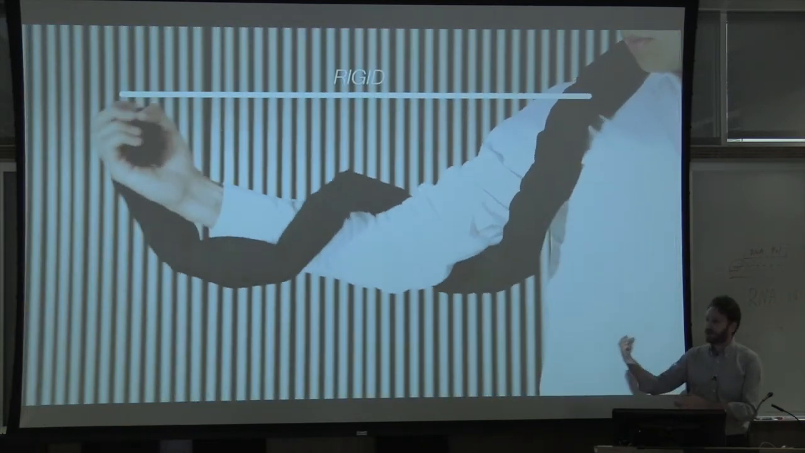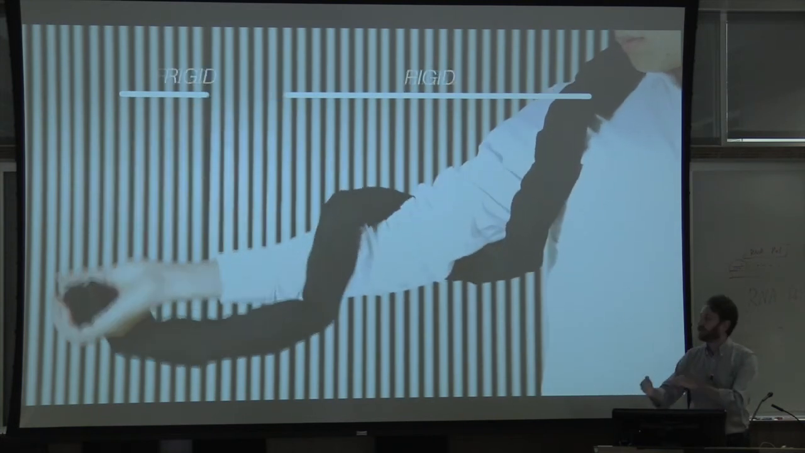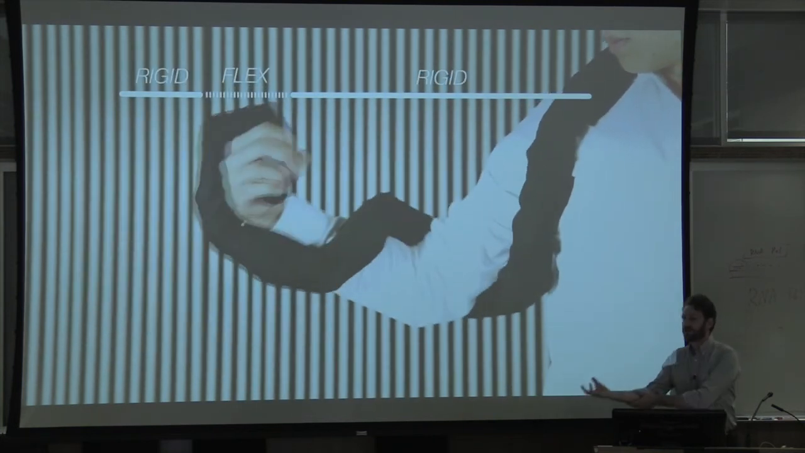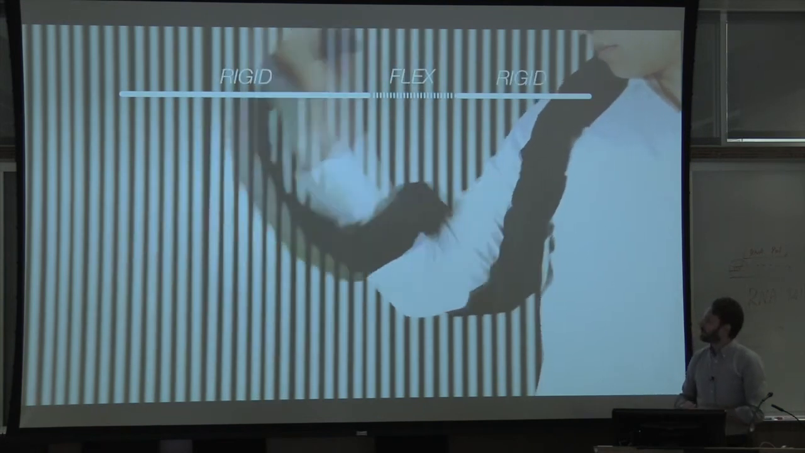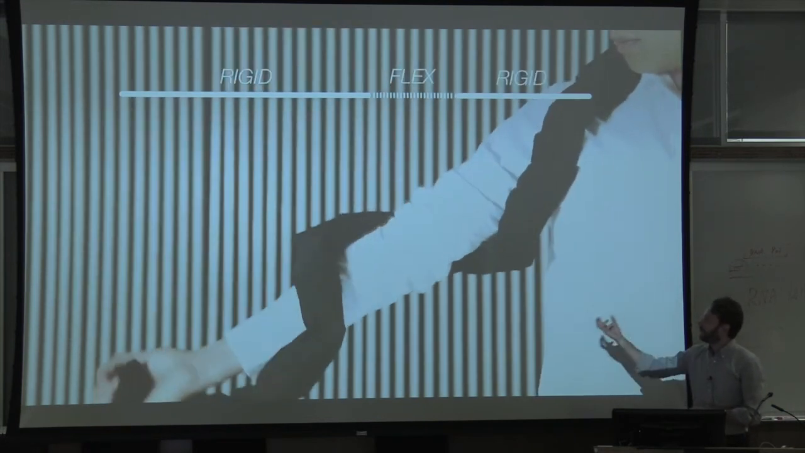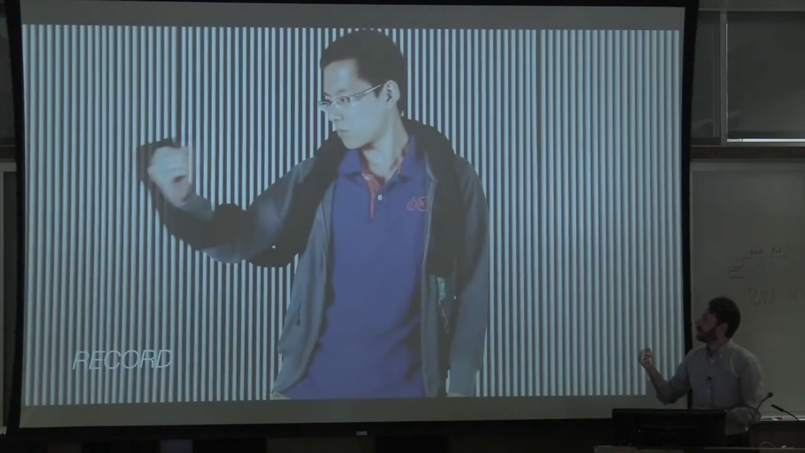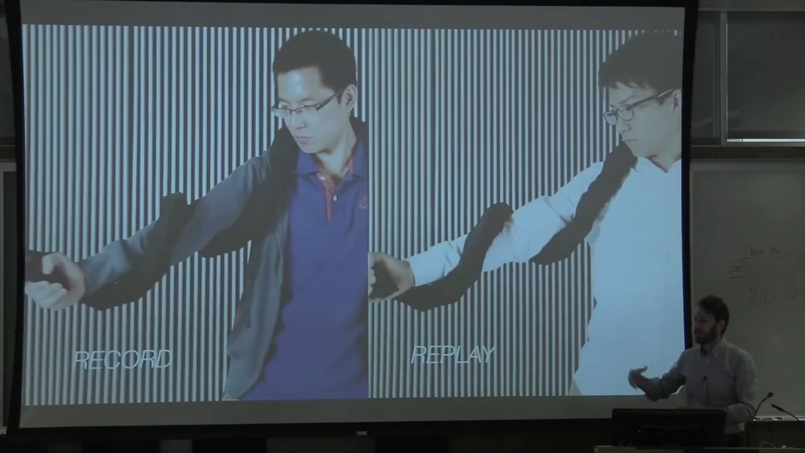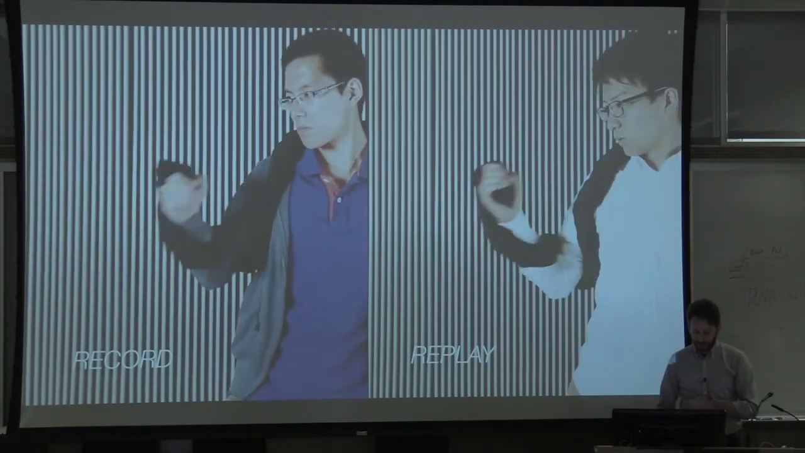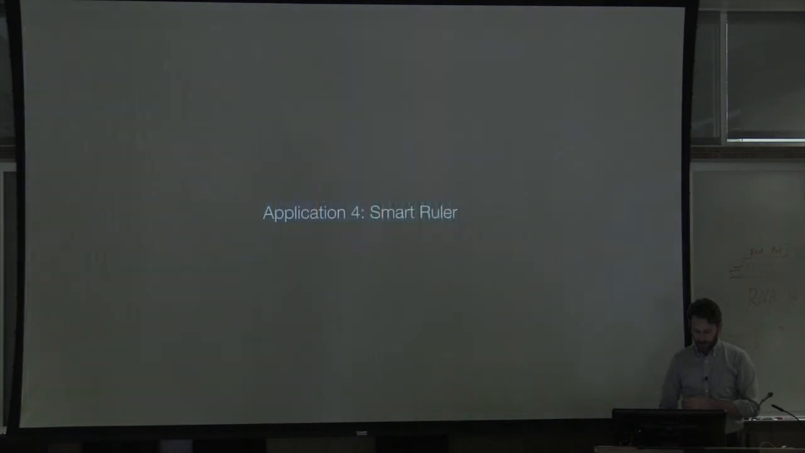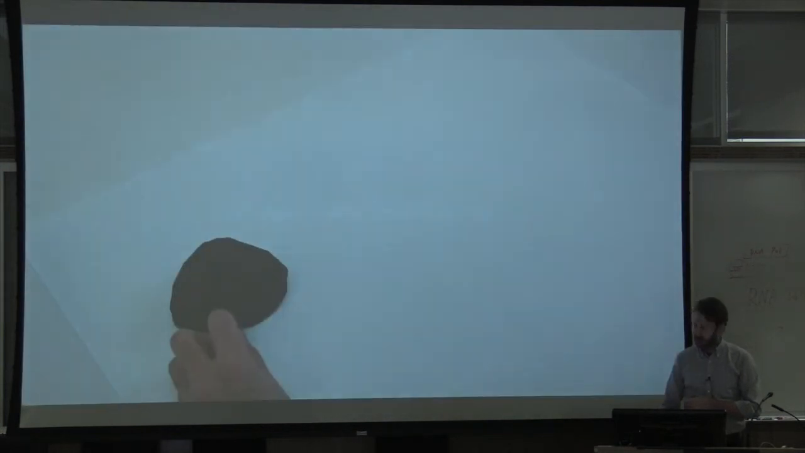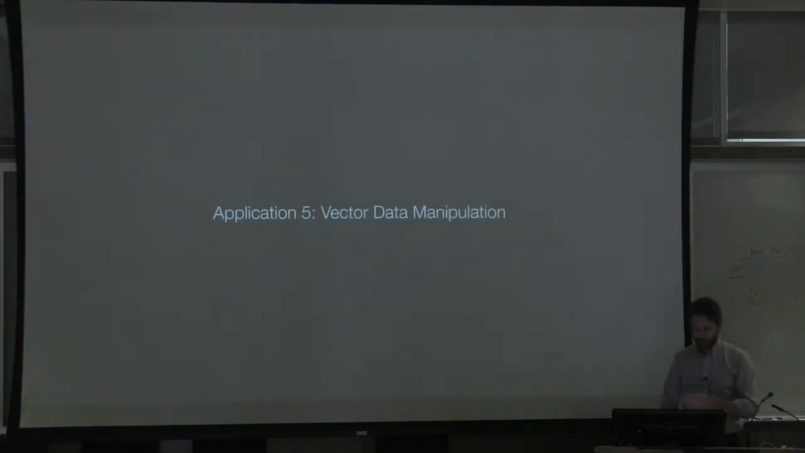We could have these constraints where you could wrap this around your wrist or your arm, and then it can actually move your arm. For example, you can have rigid parts or flexible parts, and then one person can record, and then you can play that back on another person. I'll skip over these other applications, but see the paper for more details.